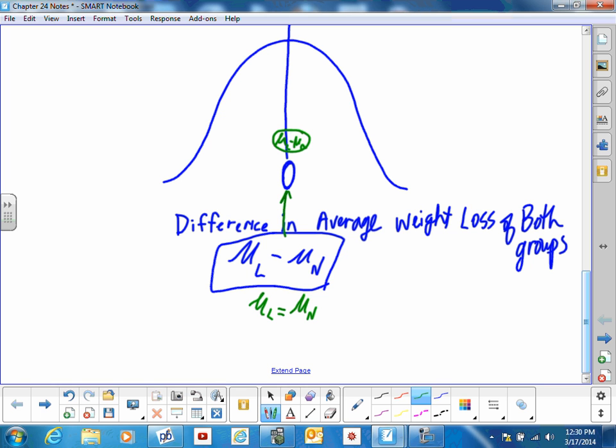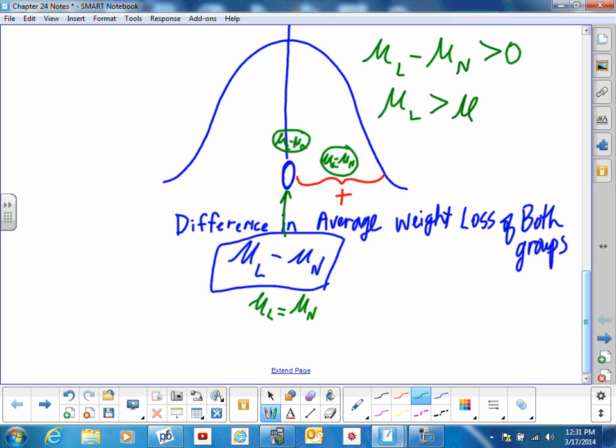Okay? Well, Becky goes and she takes another sample of 100, puts them on the low fat, another sample on the other diet, and she gets a number. It's up here. It is a difference that is positive. So if this difference is positive, what's it saying about these numbers? Good. When you subtracted, you got a positive number, so that means the average weight loss for the low fat was greater than the average weight loss for the other diet.